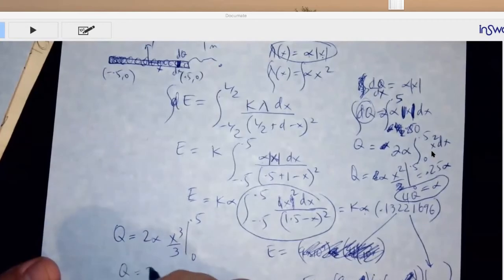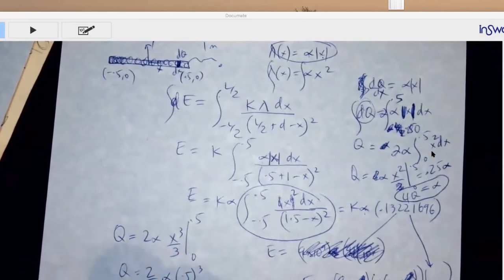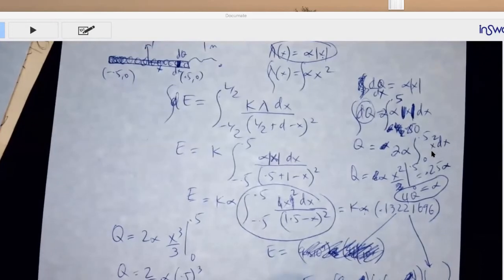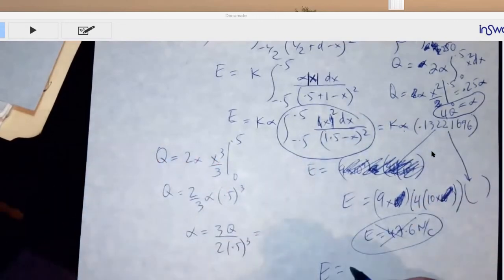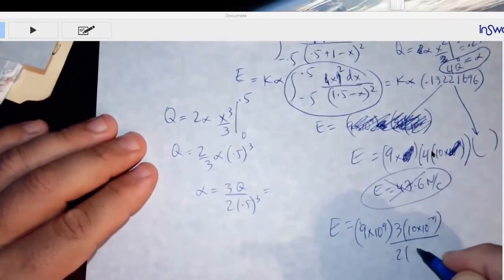And then 2/3 alpha 0.5 cubed. And then alpha is equal to 3q over 2 times 0.5 cubed. What is that? Well, I'll just put it like that over here. So then I'll have what? Electric field will be the k alpha, 9 times 10 to the 9th. And then the alpha is going to be 3 times q over 2 times 0.5 cubed.